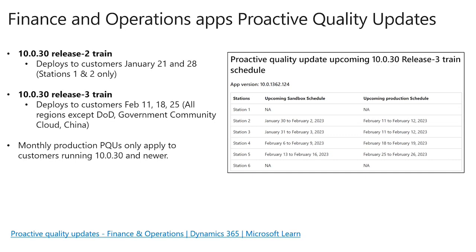Finance and operations customers running version 10.0.30 are currently in scope for these updates. If you're running a version older than 10.0.30, your production environment will not be receiving an automatic quality update. You can learn more about the update process and what you should expect by checking out the link at the bottom of the slide.